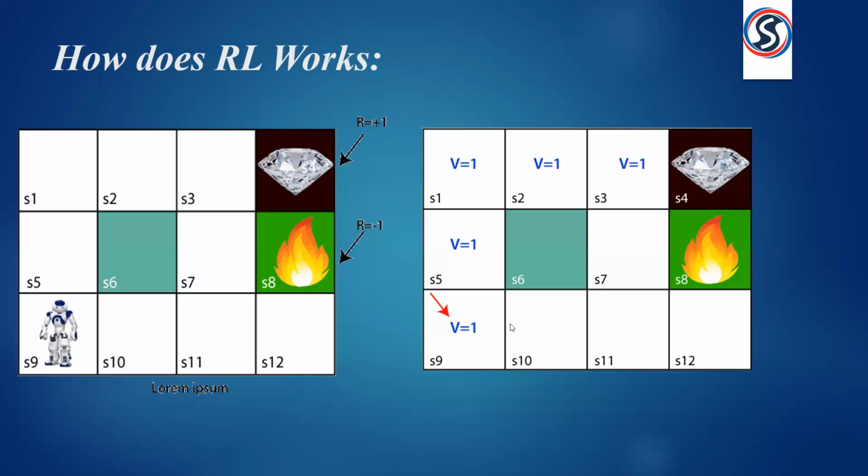Suppose it has assigned v equals 1 here. After moving, when the agent goes from S9 to S5, it has assigned the value of S9 as 1. So when it goes from S5 to S1, based upon this previous value, it will not count this value as v equals 1. Here it will apply some equation and give another value. By doing this kind of calculation, it will not get confused.